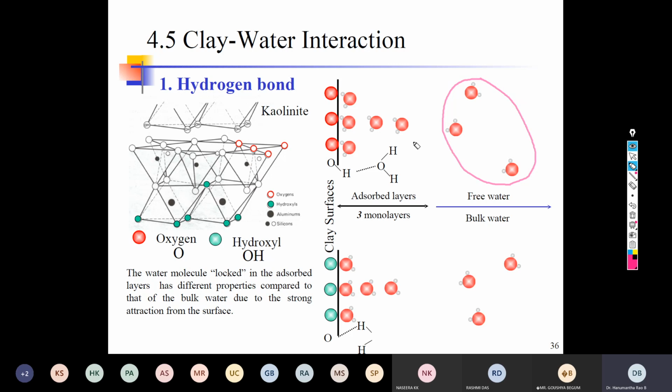Any other question? After explaining this, now let us take kaolinite, illite and montmorillonite. Which one holds more water?